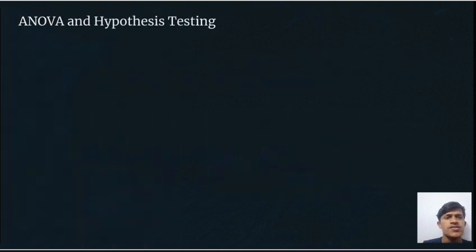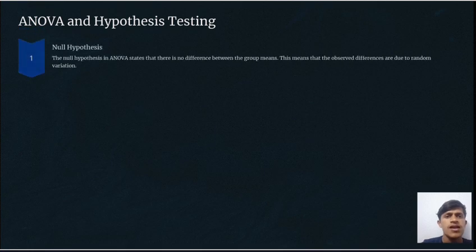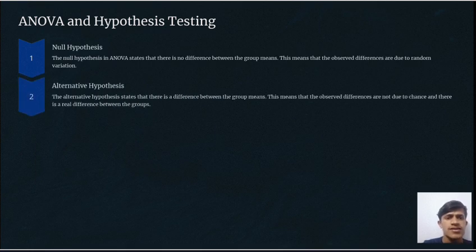ANOVA and hypothesis testing. First, null hypothesis. The null hypothesis in ANOVA states that there is no difference between the group means. This means that the observed differences are due to random variation. Second, alternative hypothesis. The alternative hypothesis states that there is a difference between the group means. This means that the observed differences are not due to chance and there is a real difference between the groups.